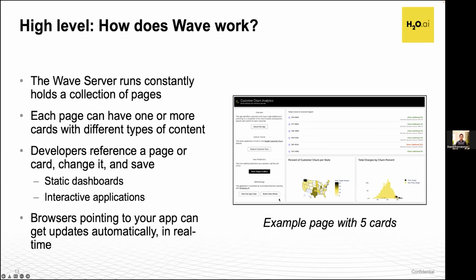So the server holds these kinds of pages, and each page has multiple cards. Developers can refer to a particular page and a particular card, add their content, and just save it to the particular URL. The browser pointing to your application gets these updates automatically in real time. So you don't need to refresh your browser each time when you are developing. It makes things really easy for the developer because they don't need to do much to check their deployment. They can constantly continue their development and see how it is reflected in the client's environment. So that's basically how it works at a high level.